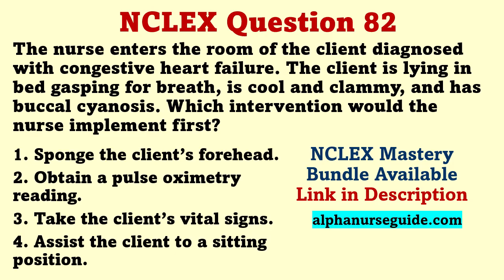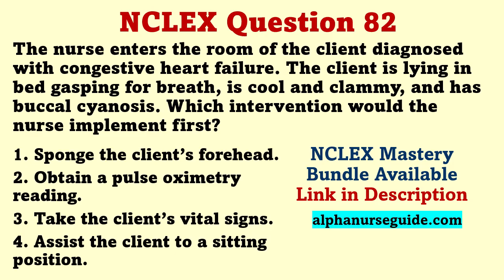The correct answer is 4. Assist the client to a sitting position. The nurse must first put the client in a sitting position to decrease the workload of the heart by decreasing venous return and maximizing lung expansion. Then, the nurse could take vital signs and check the pulse oximeter and then sponge the client's forehead.